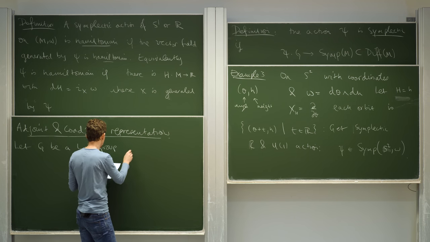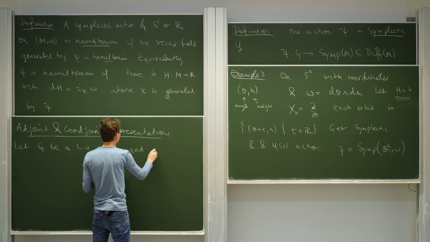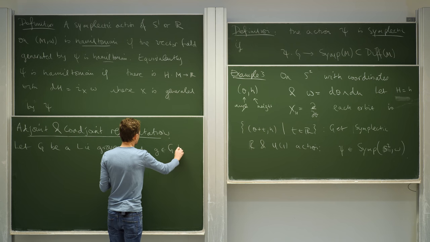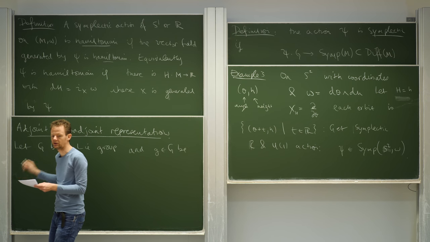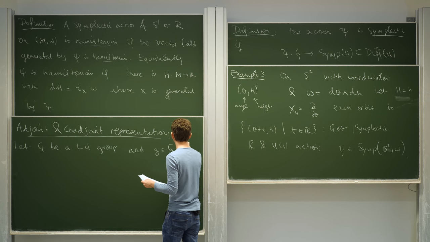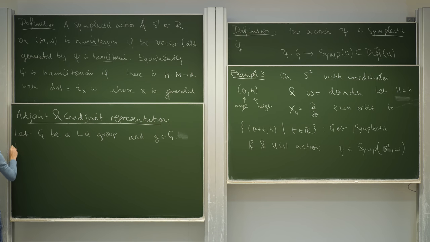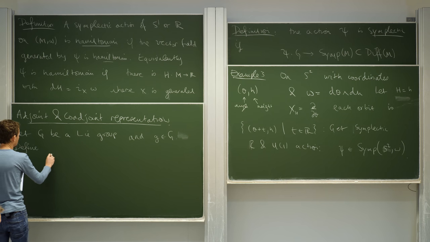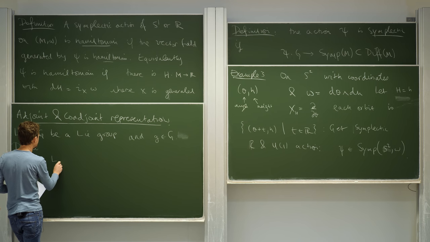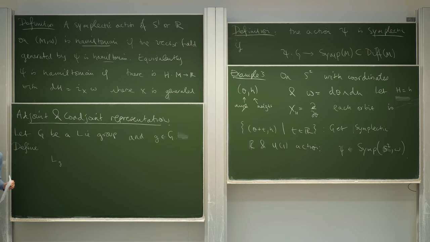So let G be a Lie group, and let little g be just some element of our Lie group. Now, G is a group, and that means that we can multiply. Multiplication is a smooth map. And so, given our element g, we can build a map from the group to itself.